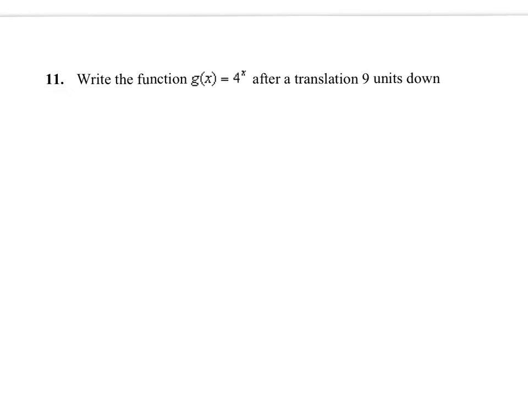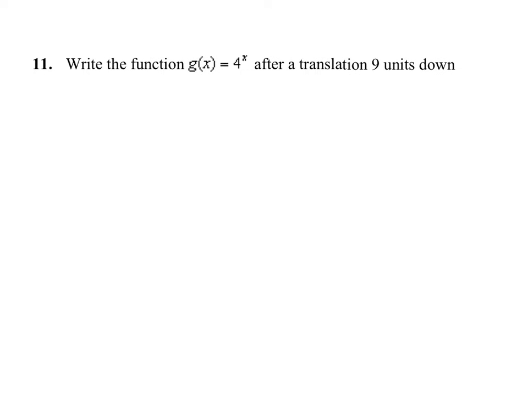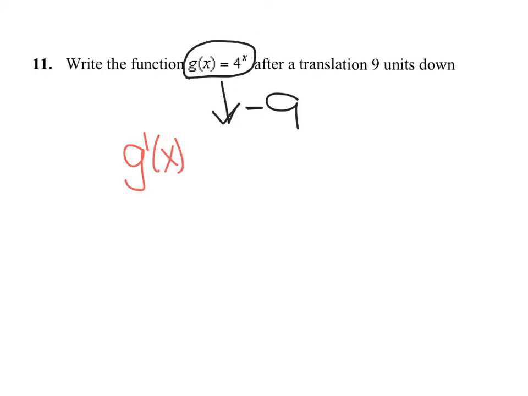Write the function g of x equals 4 raised to the x after a translation 9 units down. So we need to take this graph right here and we need to pull it down by 9 units. So if we're going down, that's going to be a minus 9, and that's going to be an operation that is on the function, not the argument. Anytime you have a translation down or a translation up, that means it's going to be on the function itself. So for this function, it would be g prime of x equals 4 raised to the x and then a big old minus 9 following it. That would be a translation 9 units down.